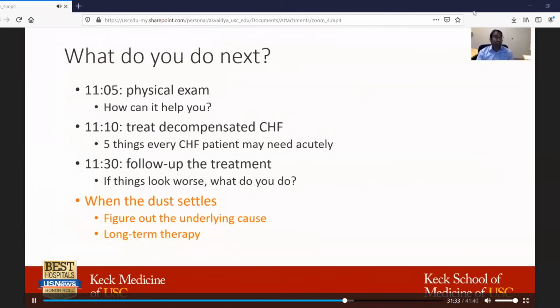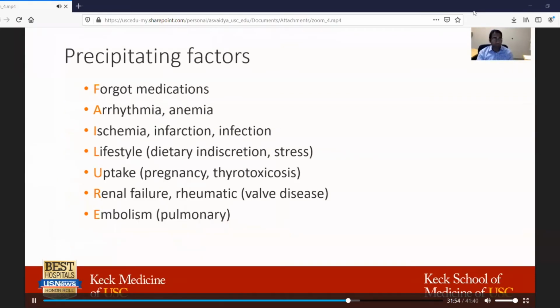So now you've fixed your patient, congratulations, you can feel good about your call night, but the work for the patient doesn't end there. Whenever you are treating an acute heart failure patient, you have to figure out what to do when the dust settles. That involves figuring out the underlying causes, and then figuring out how you can help them in the long term.